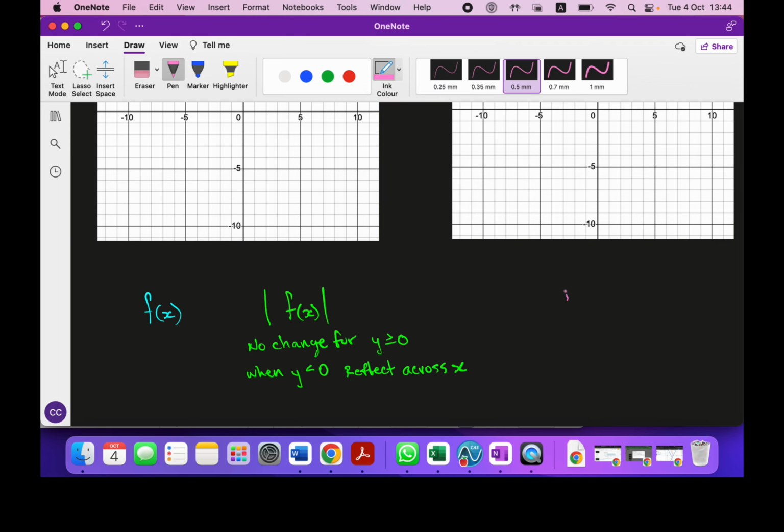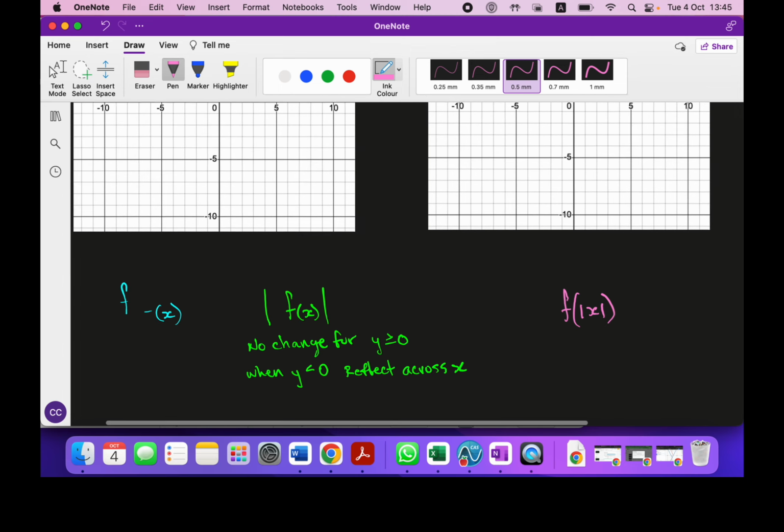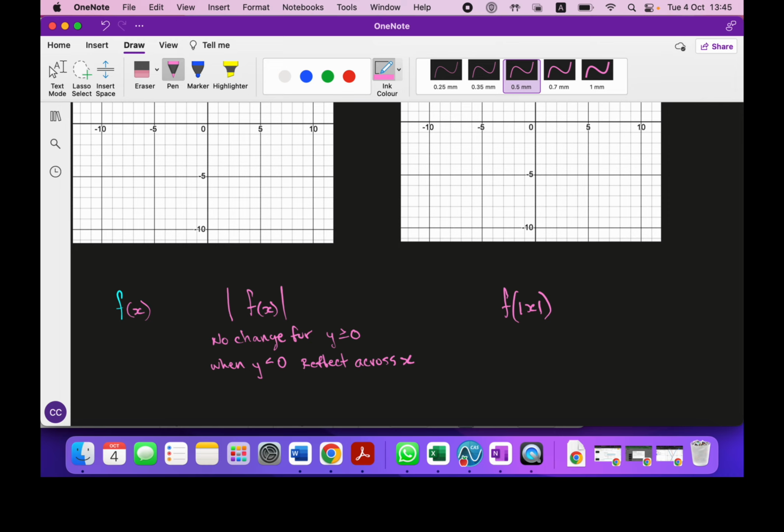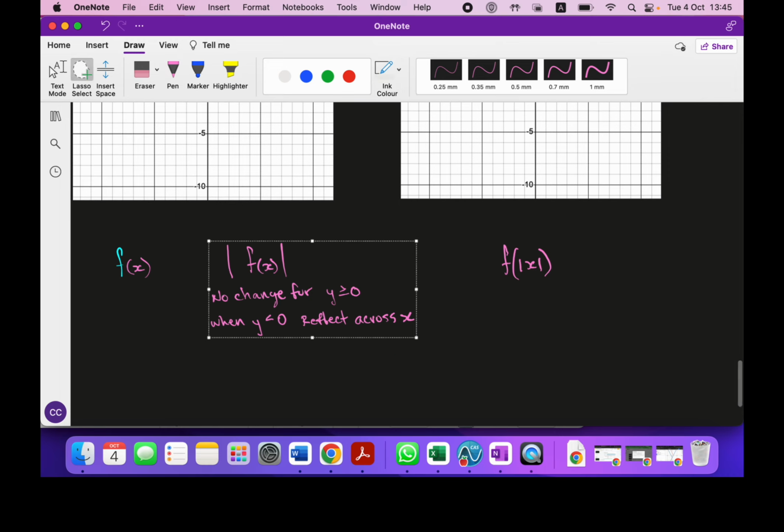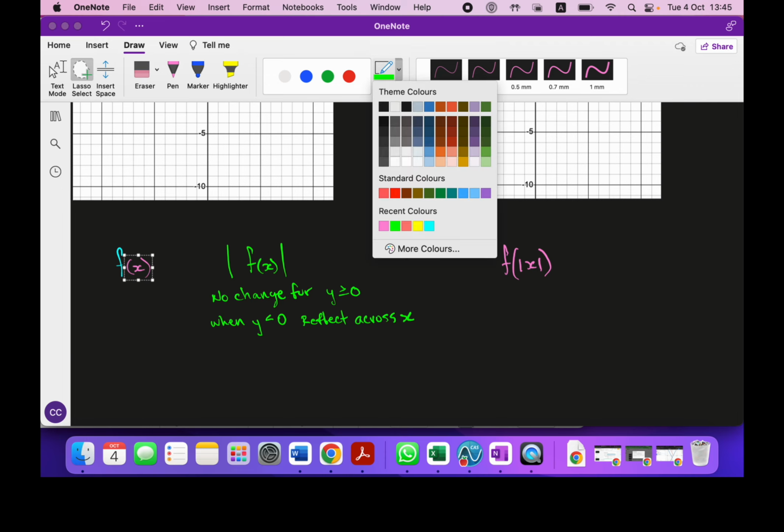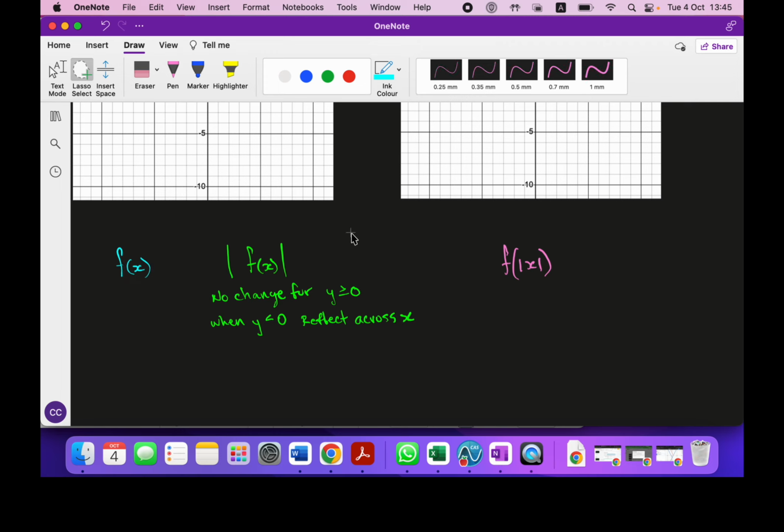Now, when we have f, the absolute value of x, again, the rule is going to change a little bit as well. And there we go. That is just wonderful. See how technology is just our best friend? Right. Let me see if I can switch that back to blue. I'm good now. All right.